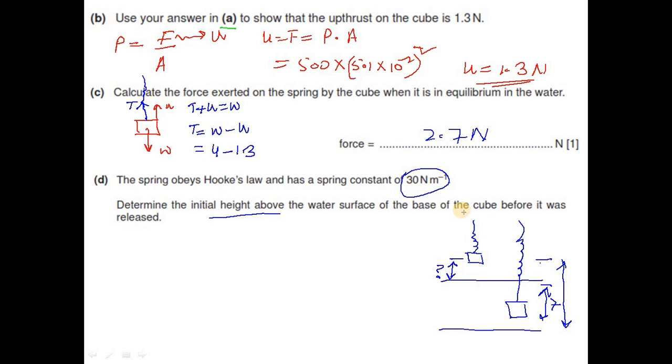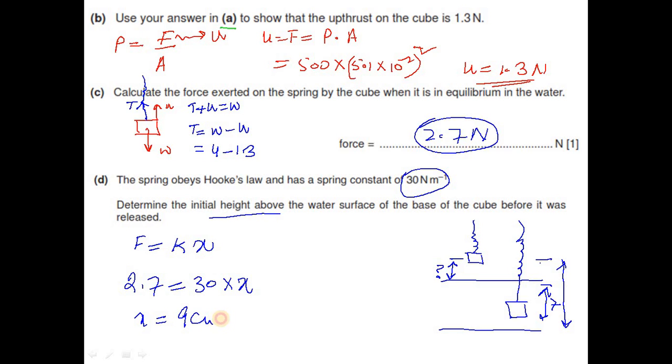According to Hooke's law, F is equal to Kx. And remember, x is the extension due to this force, and the force acting on the spring is 2.7 Newton. You can say that this is the resultant force. So 2.7 is equal to K, which is 30, times x, and if you simplify this equation, x is equal to 9 centimeter, and clearly this x is from the initial to the final position. So the required height, I'm calling it delta x, is equal to 9 minus 7. So delta x is equal to 2 centimeter.